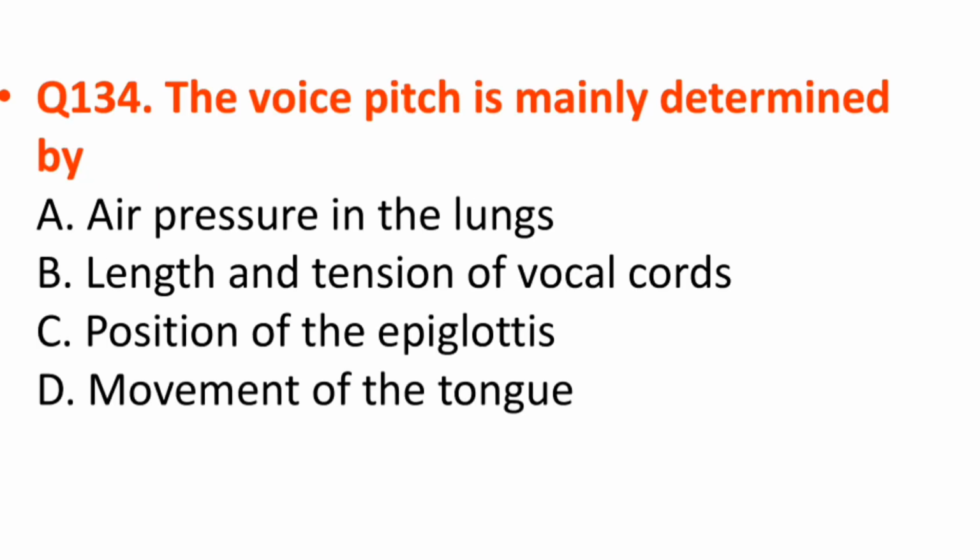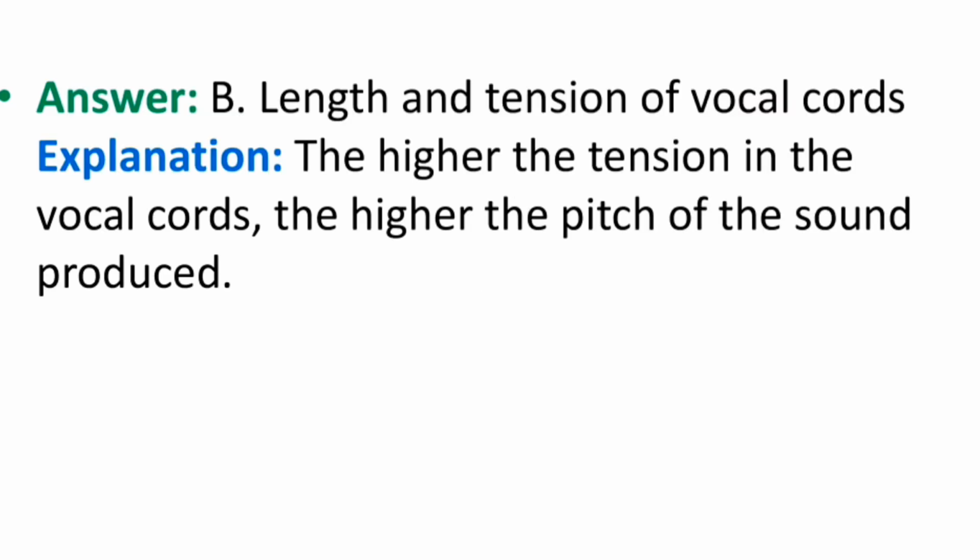Voice pitch is mainly determined by: option A, air pressure in the lungs; option B, length and tension of vocal cords; option C, position of the epiglottis; option D, movement of the lung. The correct answer is B, length and tension of vocal cords. The higher the tension in the vocal cords, the higher the pitch of the sound produced.